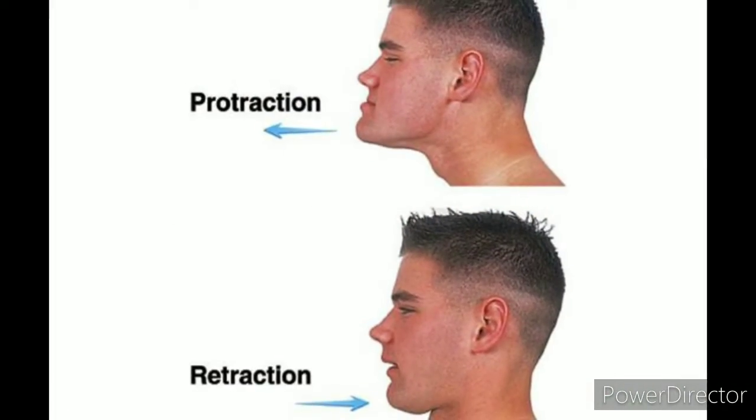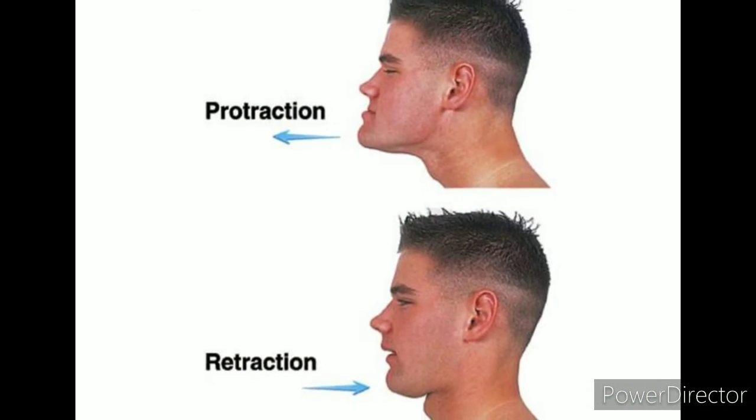Protraction and retraction are anterior and posterior movements of the scapula or mandible. This is an example of the movement. When the mandible goes outside of the mouth, that is protraction. While the mandible goes inside of the mouth, that is retraction. That's all for the protraction and retraction of the mandible.